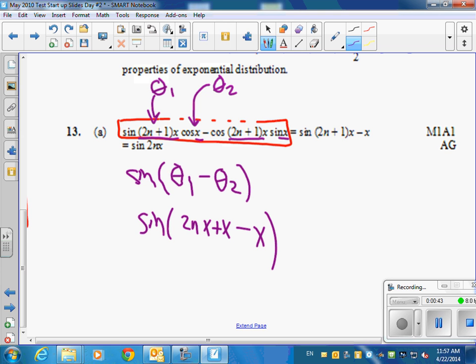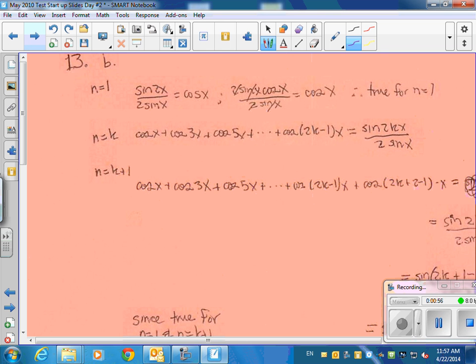And what happens to the x minus x? They cancel out, and so you're going to get the sine of 2nx. That's what you were trying to prove. Part B is the part I did.